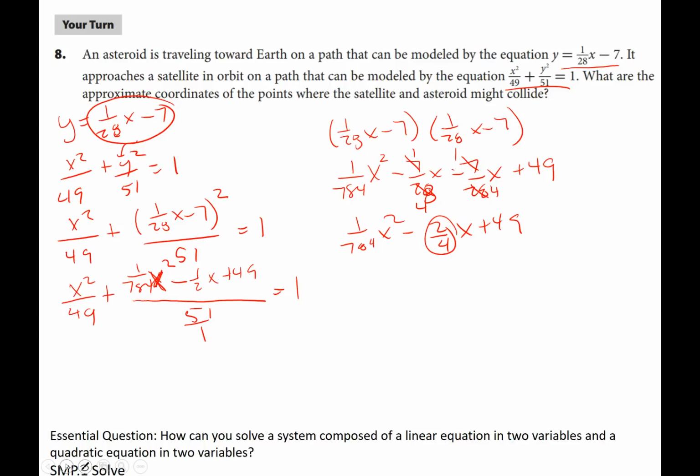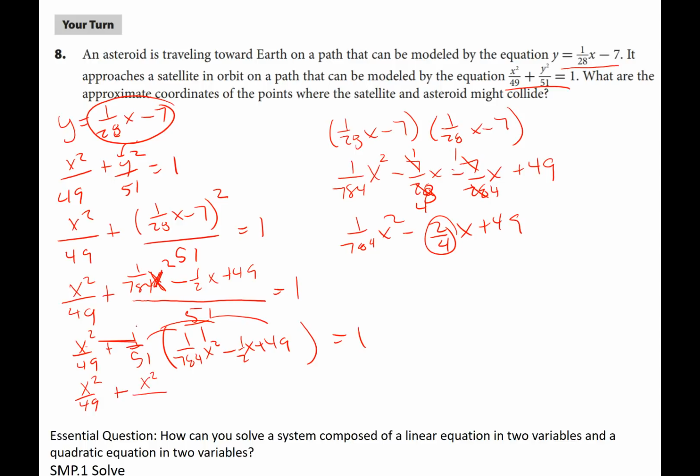So really what I'm going to do is write the line because I don't want to confuse you. So plus 1 over 51, and I'm going to distribute that into the 1 over 784x squared minus 1/2 x plus 49. Okay, it is really ugly. So we're distributing in the 1 over 51. So we get x squared over 49 plus, I'm just going to put that x squared from here in the top, as the numerator.